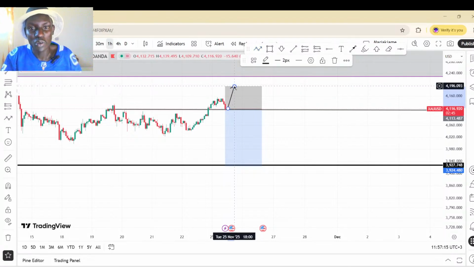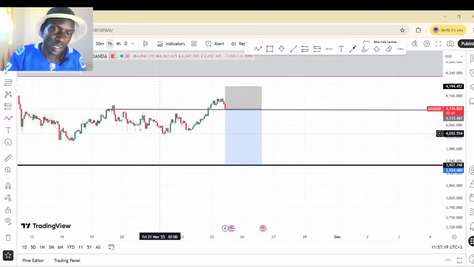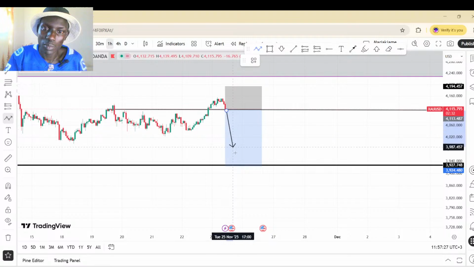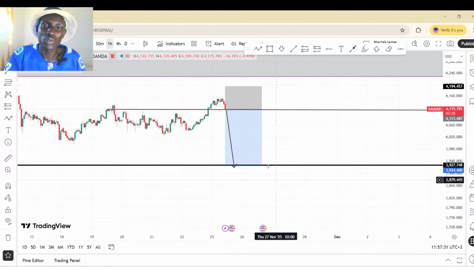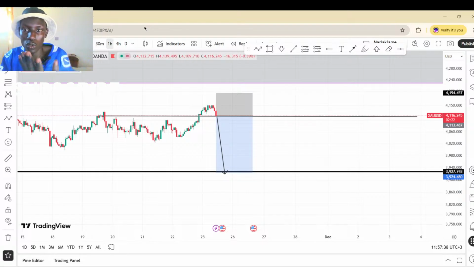In case it goes there, then that is manipulation. Yes, then the market is manipulated. But let's wait for it to break below this, and we shall go for massive sales. That is what we are anticipating, guys. That is what we are looking for simply.